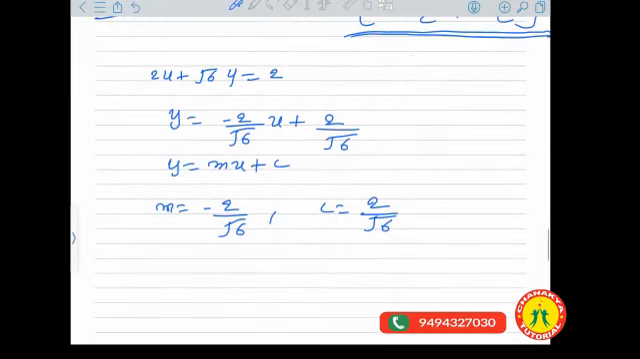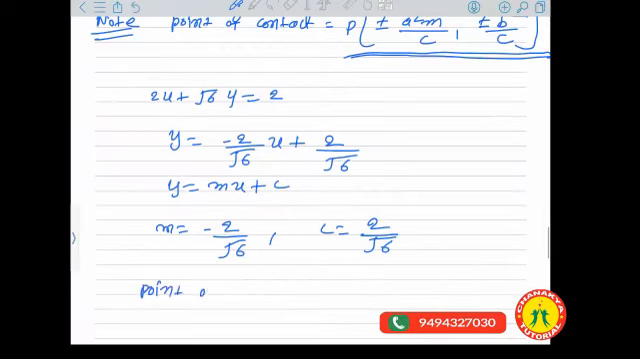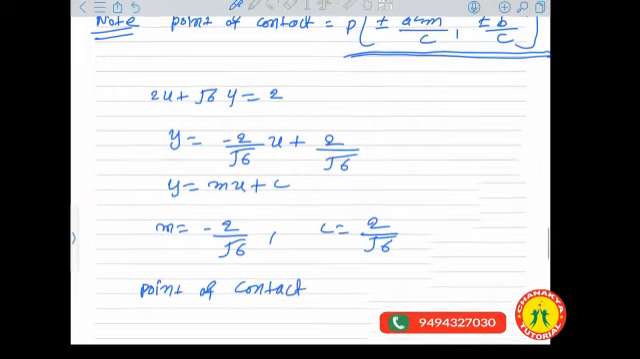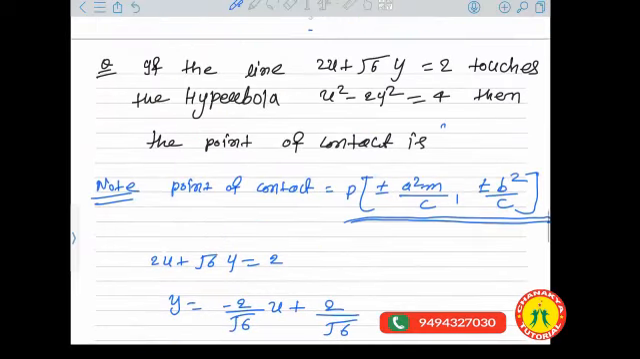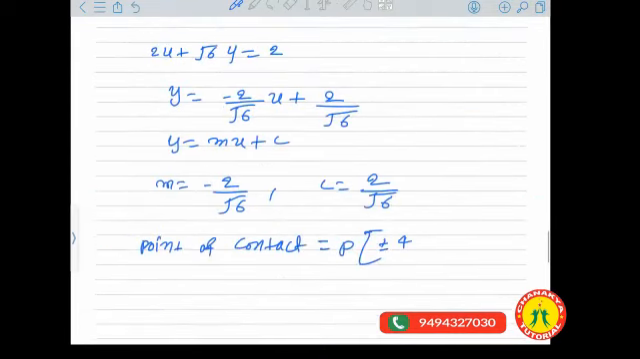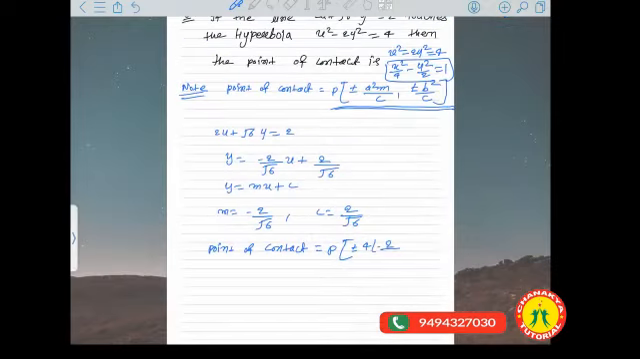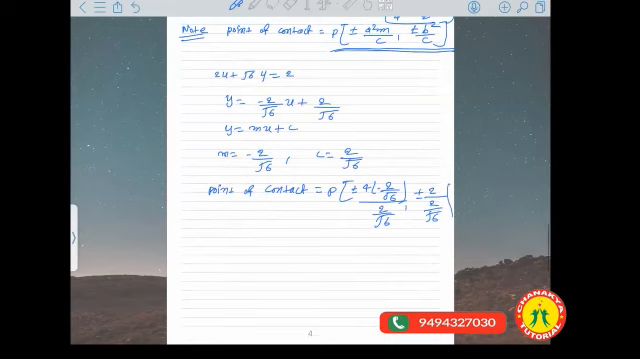So now the point of contact is P equal to plus minus a² m by c. Here x² minus 2y² equal to 4 is given. It means x²/4 minus y²/2 equal to 1. So a² is 4. So 4, m is minus 2 by root 6 and c is 2 by root 6. And now b² is 2 by c, which is nothing but 2 by root 6. So we get the point of contact P, right?